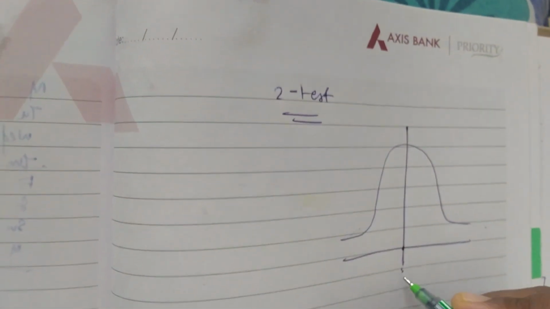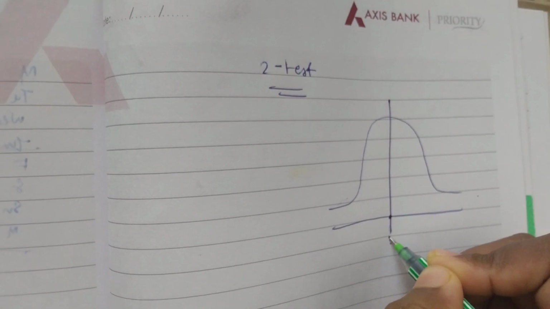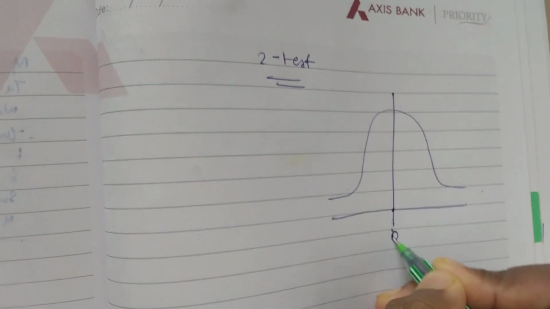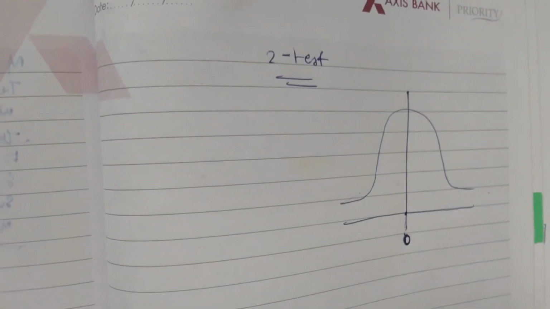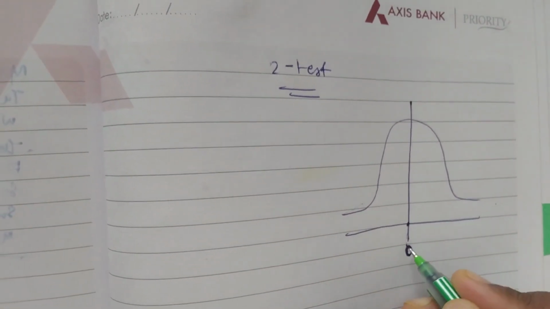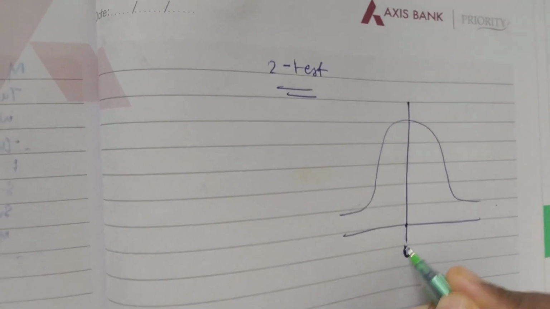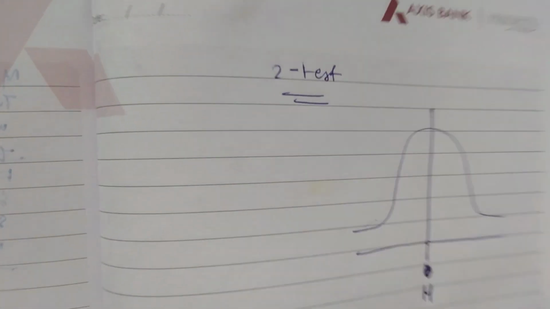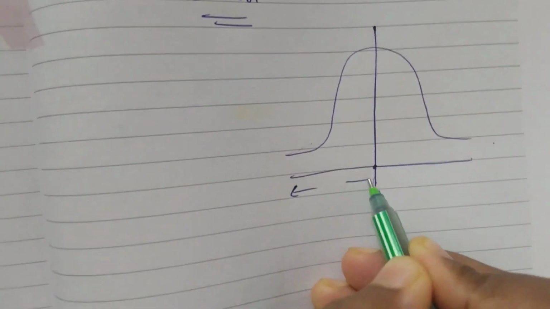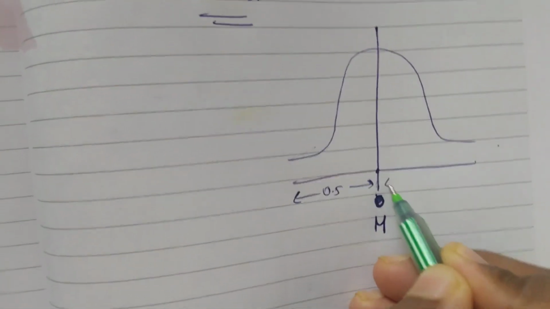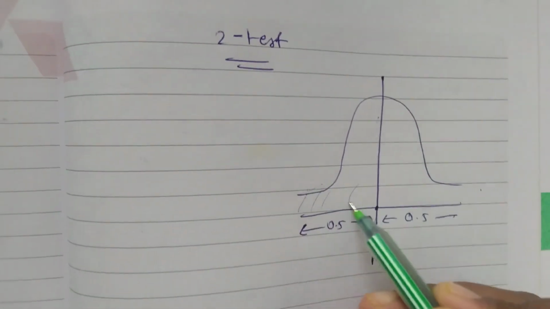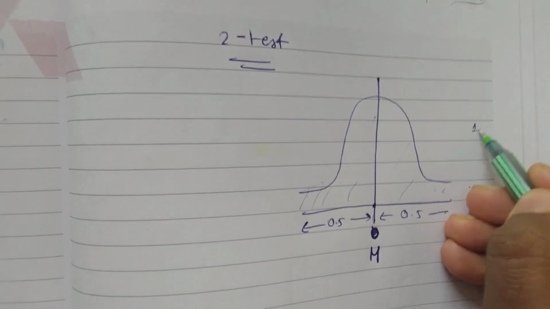So if a question is given, then write the mean in the center. Now I will talk in basic. This is considered as 0, or rather you just make a sign of mu. Now it is told that this much area is 0.5 and this much area is 0.5, which means the total area covered by this graph is 1.